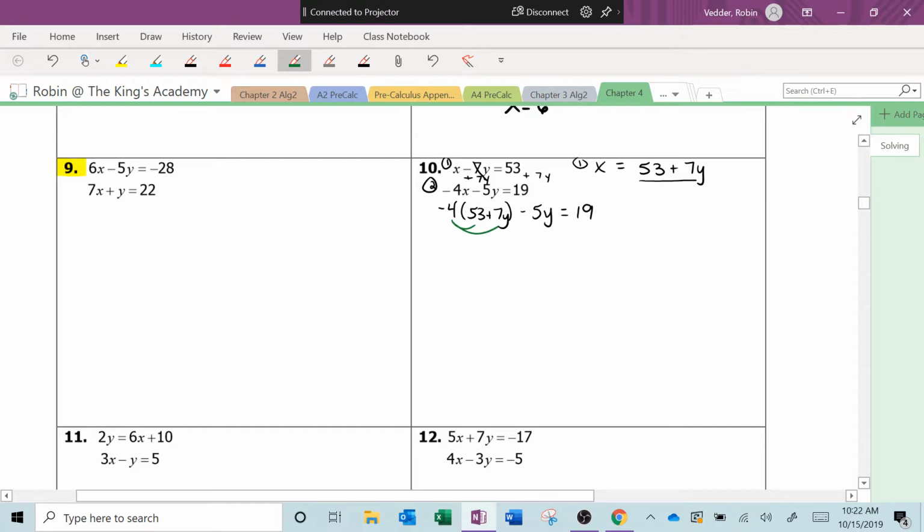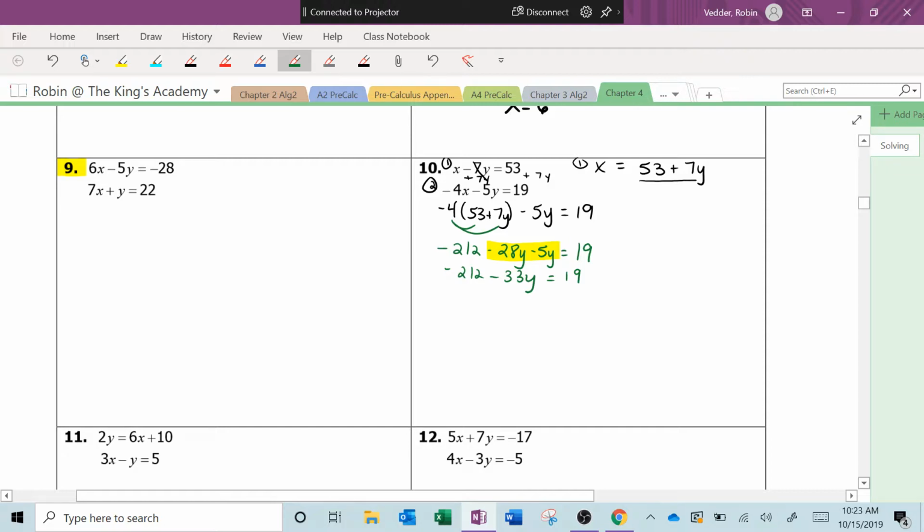Negative 4 times 50 is negative 200, and 4 times 3 is 12, so negative 212. Negative 4 times 7 is a negative 28y. Then bring everything else down. Minus 5y equals 19. Do we have any like terms? Yes. Again, guys, be very careful with your signs. They're both negative, so you're going to add and keep the negative sign. 28 and 5 is 33, but keep the negative.